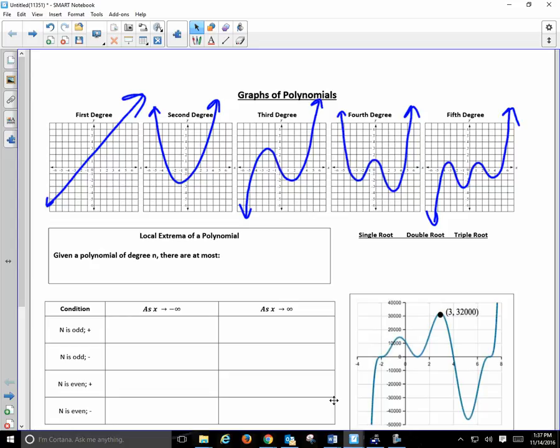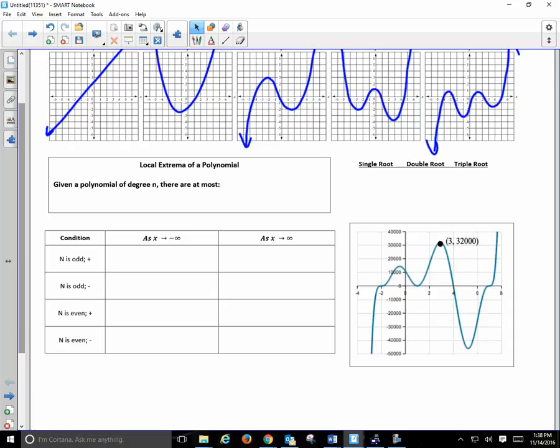So, whether the degree is odd or even, if it is positive, as x goes to infinity, y goes to infinity.